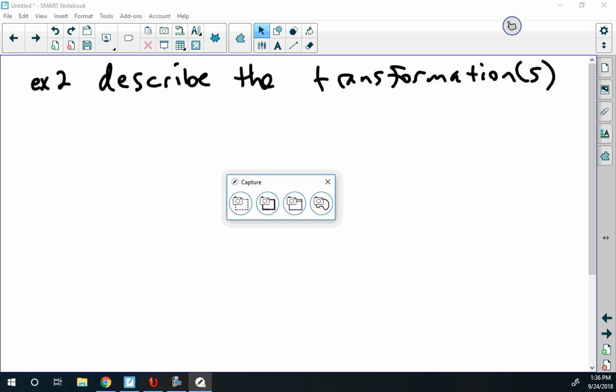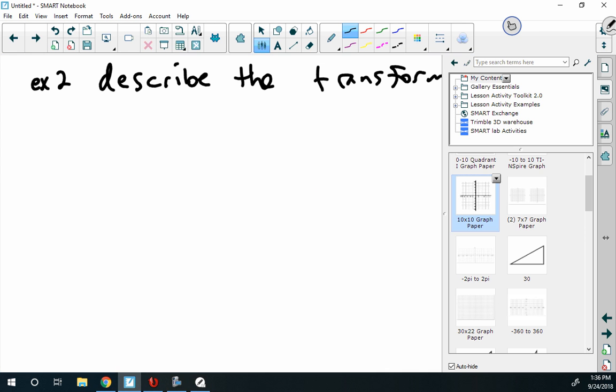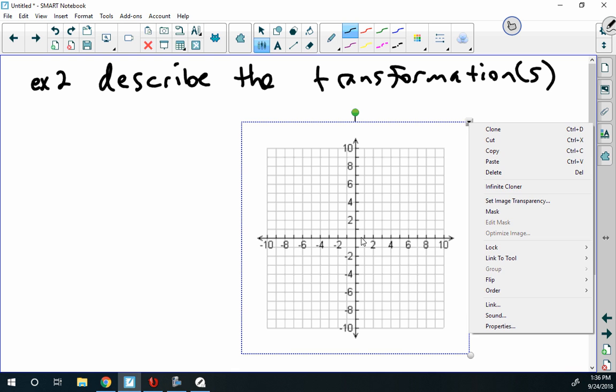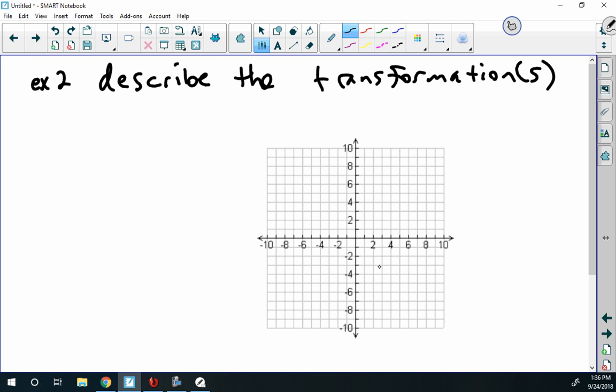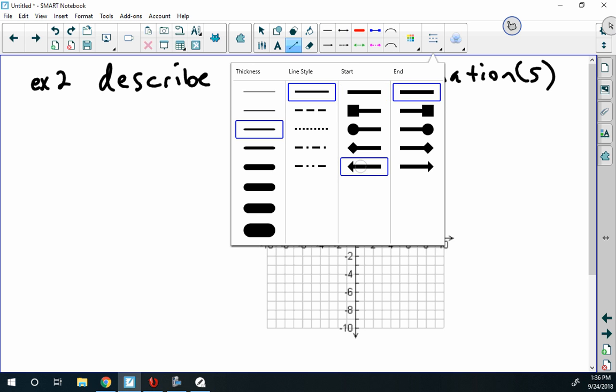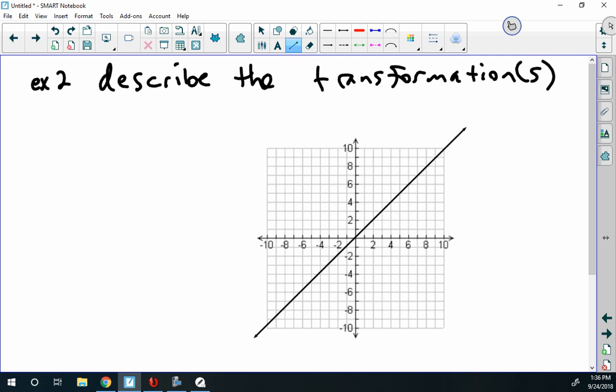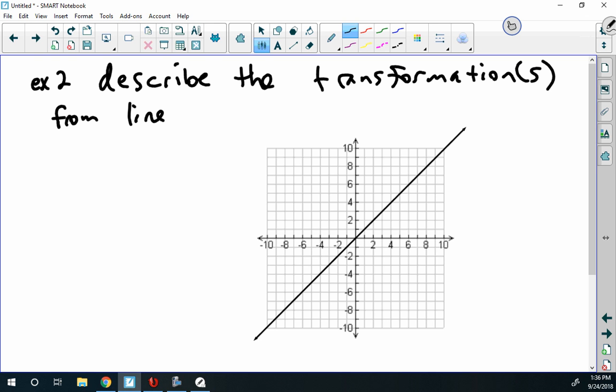Describe the transformations. Notice how I put in the apostrophe s, or that there could be more than one. There could be more than one. So I want to have some of these on the end. I'm going to make this guy here. And I'm not done with the directions. I'll say, describe the transformations from line L to line M.